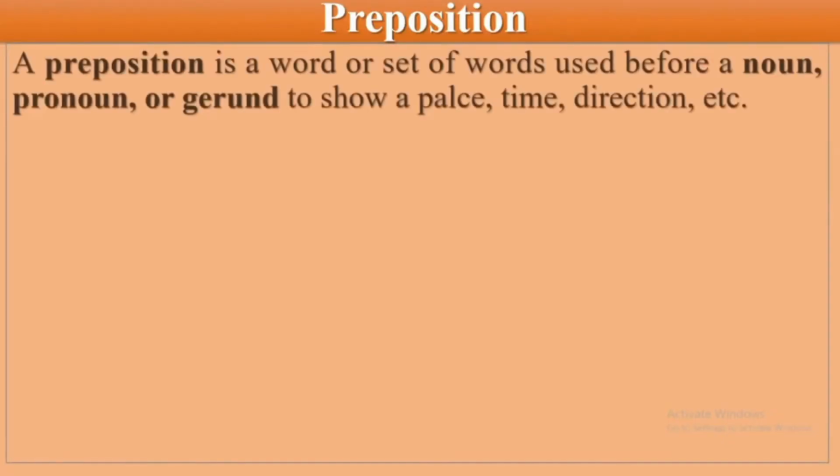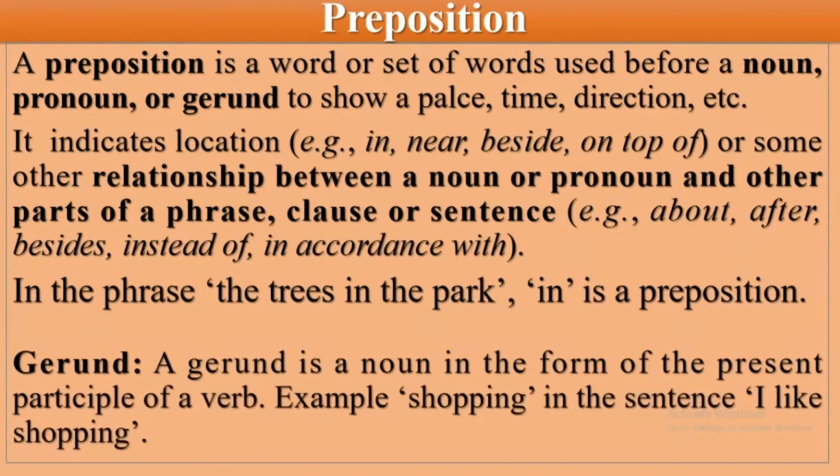Preposition. We use a preposition in order to establish a relationship between words in a clause, phrase or sentence. If you want to define a preposition, we can say a preposition is a word or set of words used before a noun, pronoun or gerund to show a place, time, direction, etc. What is a gerund? A gerund is a noun in the form of the present participle of a verb. That is, a gerund is a form of verb used as a noun in a sentence.